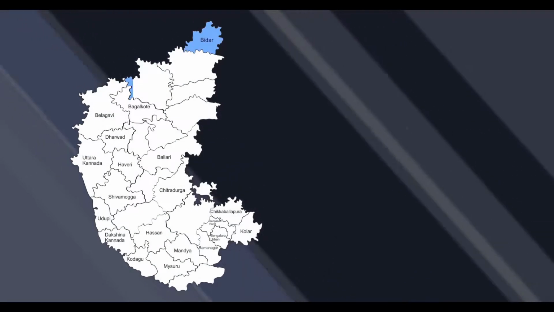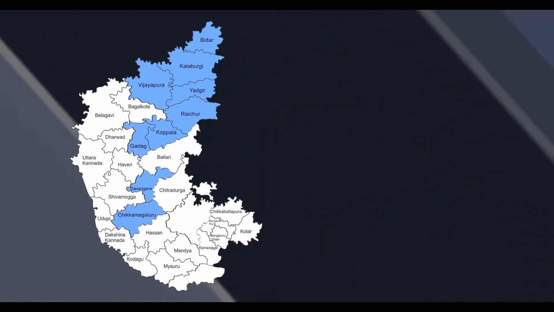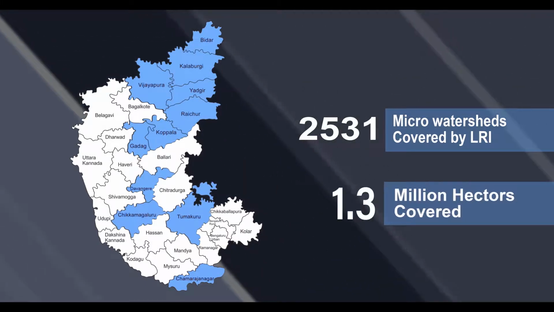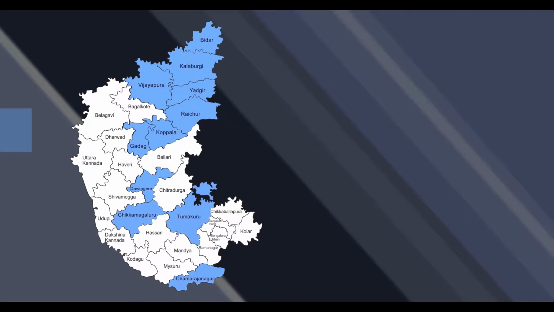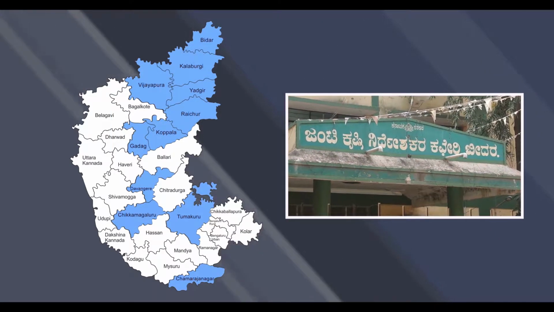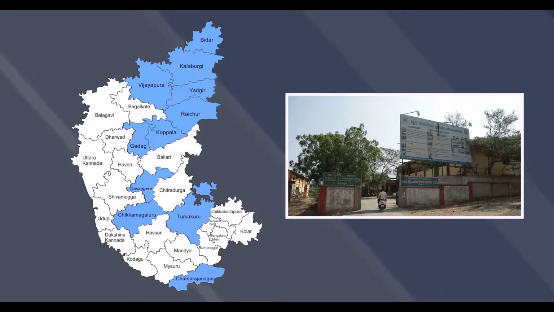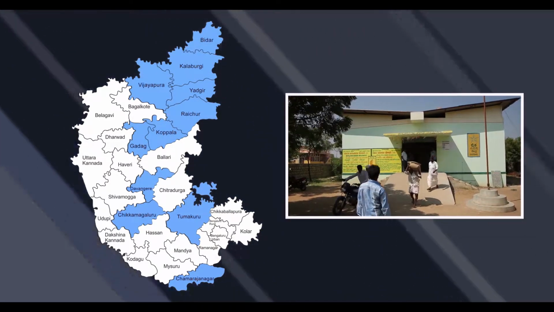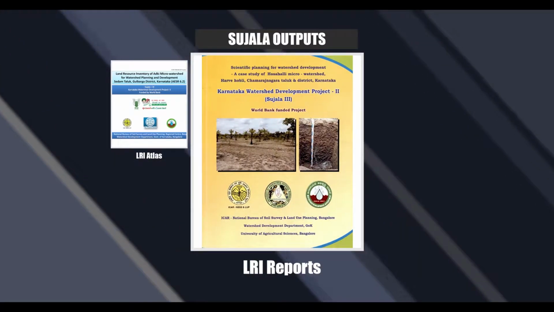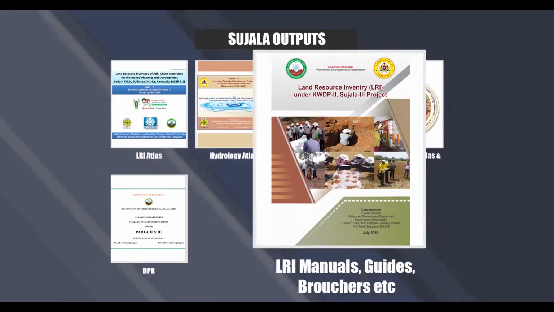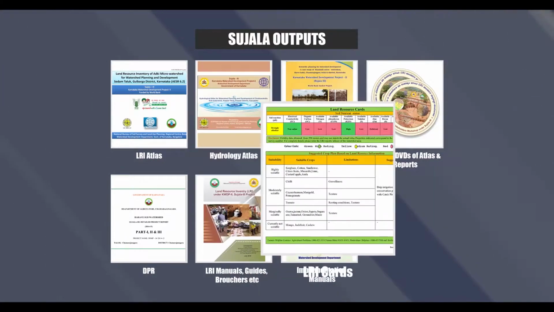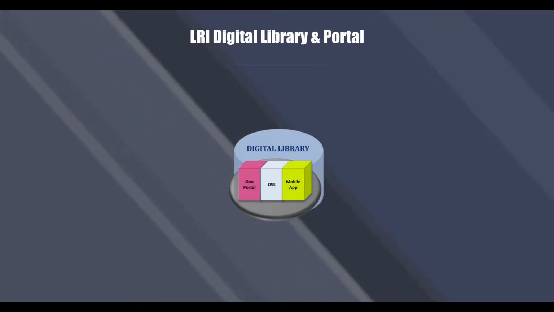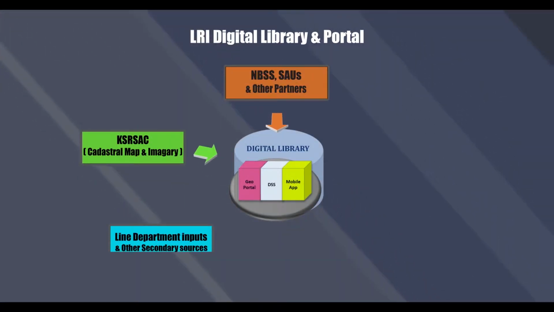The spatial and non-spatial database generated from 2,531 micro-watersheds, covering an area of about 13 lakh hectares, is made available to the Watershed Development Department, Horticulture, Agriculture and other line departments, farmers and other stakeholders in the form of LRI reports, atlas, CDs, DVDs, guides, brochures, LRI cards, etc. for dissemination of LRI information to all stakeholders and for developing decision support systems.